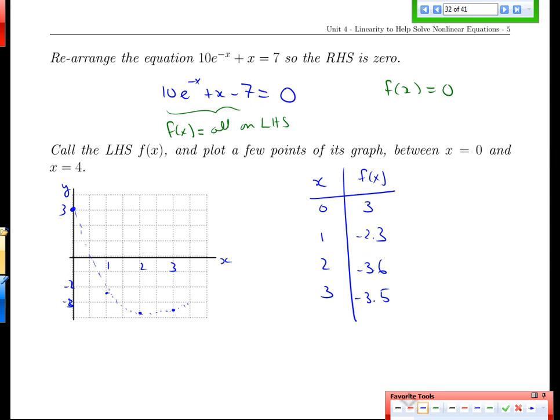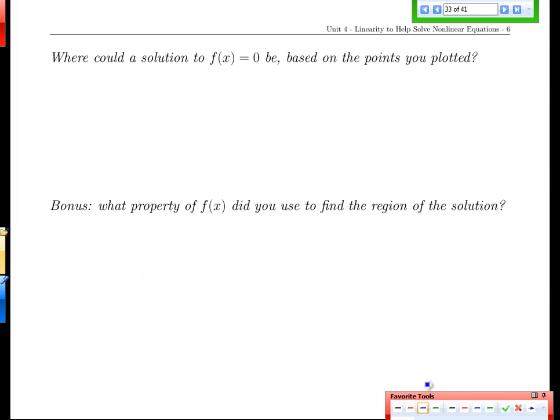And what that tells us is that the solution we're looking for is somewhere in the range 0 to 1. X is equal to 0 to 1. Some value between 0 and 1 will satisfy this equation. So we'll just write that down.